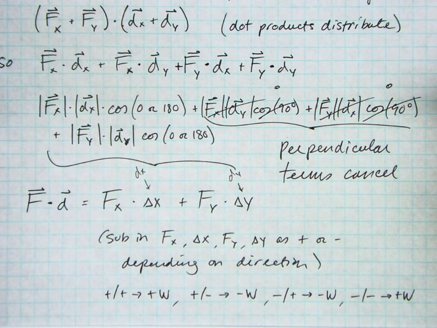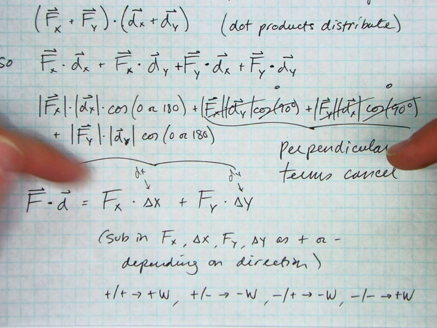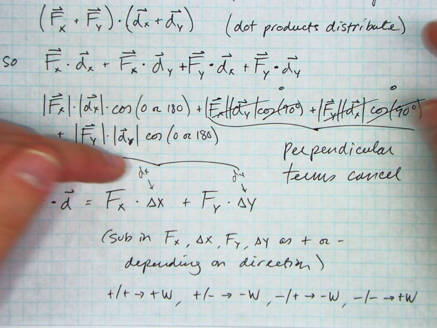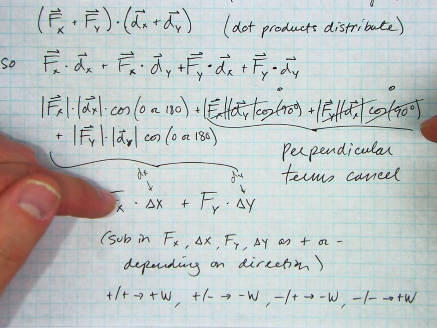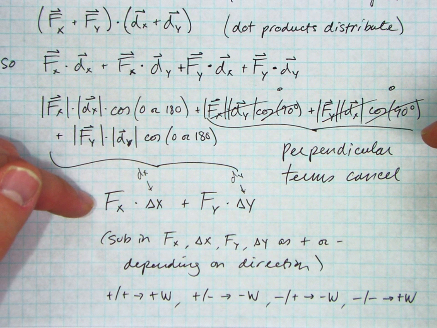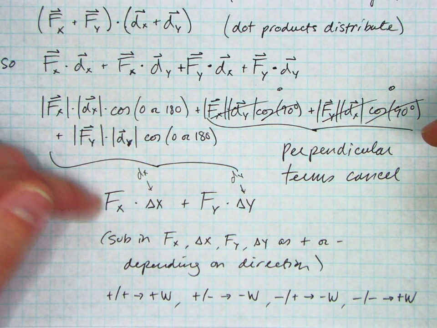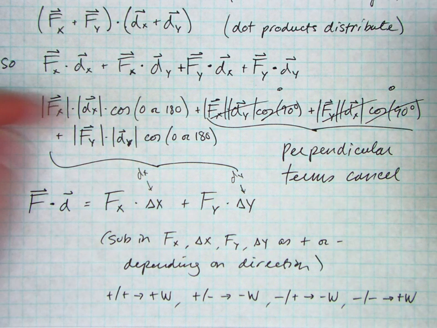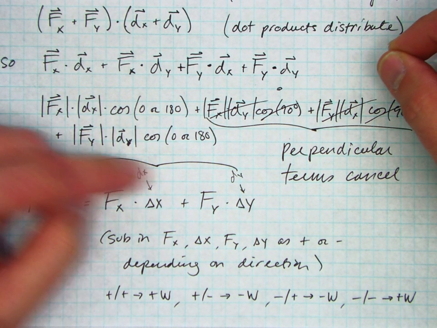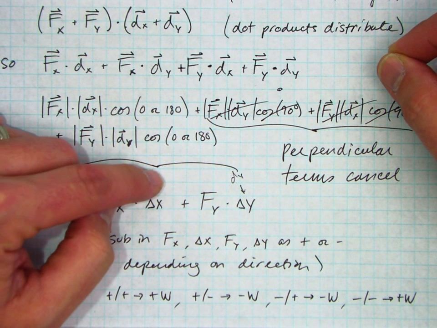Now, the way it works is, let's say both Fx and dx are positive. Well, then I'm going to get positive F times dx. If they're both negative, I'm going to get positive F times dx as well. So that works for work, right? If the displacement and the force are in the same direction, it's positive work. If they're in the opposite direction, it's negative work. So if this is negative and this is positive, I get negative work. If this is positive and this is negative, I get negative work.